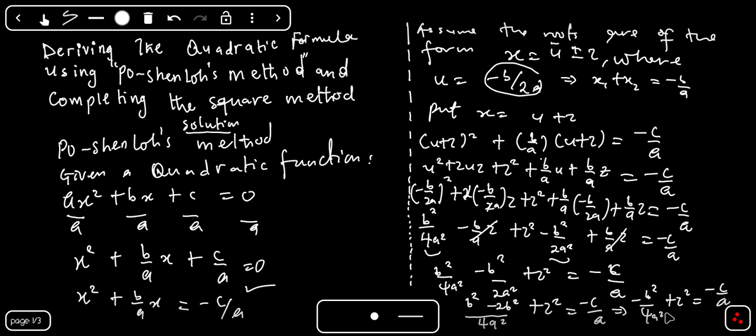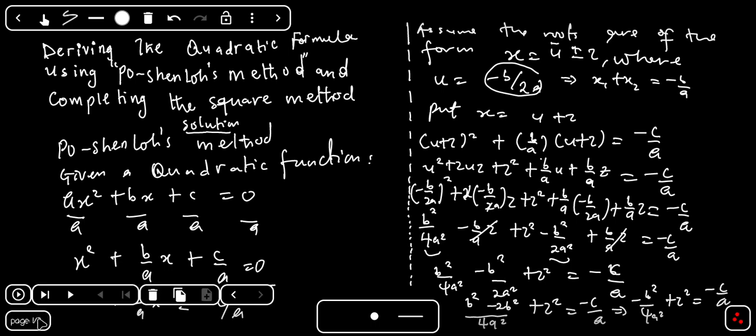So what you are going to do next is to add b squared over 4a squared to both sides. So we add b squared over 4a squared to both sides. So we are going to have z squared is equal to minus c over a plus b squared over 4a squared.